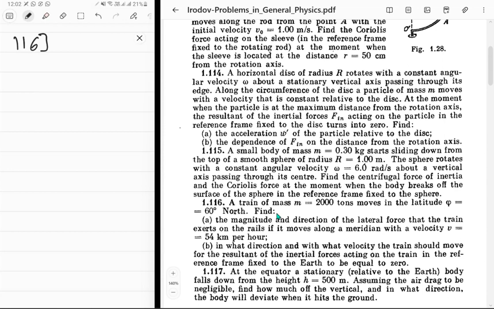Magnitude and direction of the lateral force that the train exerts on the rails. So, lateral force. This is the train, and these are the train tracks. The train is over here. There's some Coriolis force acting on this thing, so the same force must act on that, and the opposite force acts on this. This force acting on the ground doesn't really change the properties of Earth, because Earth is so big.